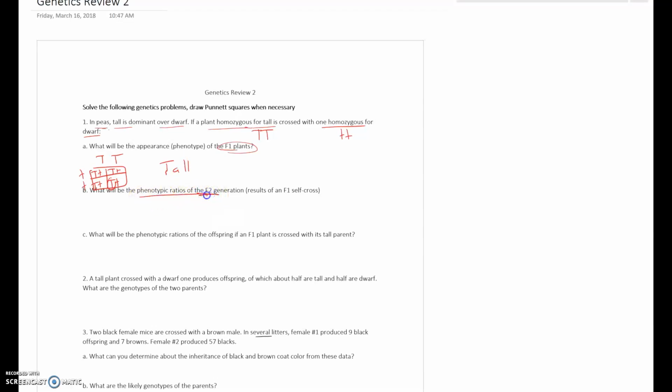Now, the phenotypic ratios of the F2 generation, which was a result of an F1 cross, taking one of these and crossing it with itself, a big T, little t crossed with itself, you get big T big T, big T little t, big T little t, little t little t. For our phenotypic ratios, three of these have at least one big T, so they would be tall. So we have 3 tall and 1 short, or dwarf.